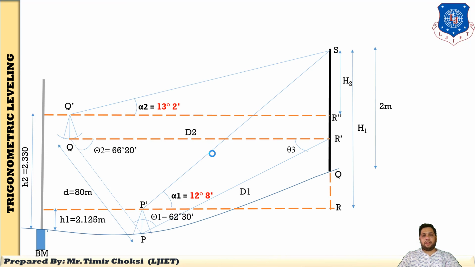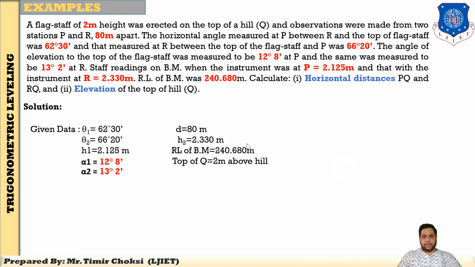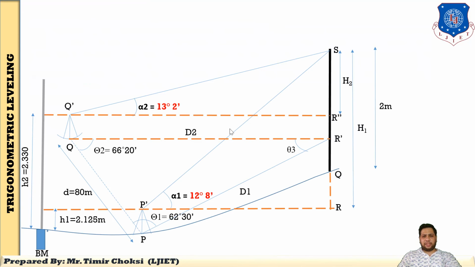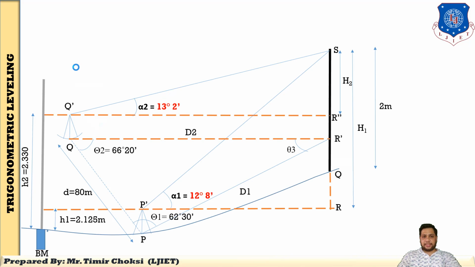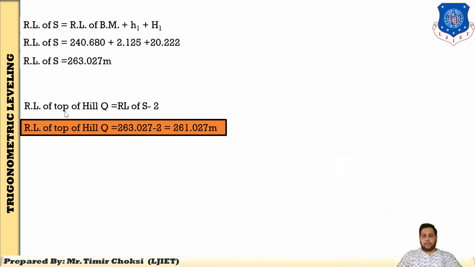So this is the example based on case number 3. Okay, I will repeat this example. First, step number 1: write the given data separately. Then, without making the full figure, directly use the triangle figure and find d1 and d2 using the sine rule. After getting the values of d1 and d2, find h1 and the RL of S. But in this example the question asks you to find not the RL of S but the RL of Q. So you take RL of S minus 2, and you get the answer for the RL of the top of the hill.